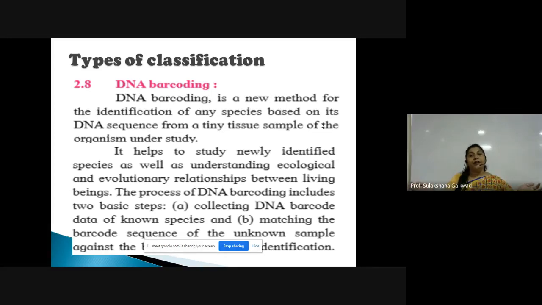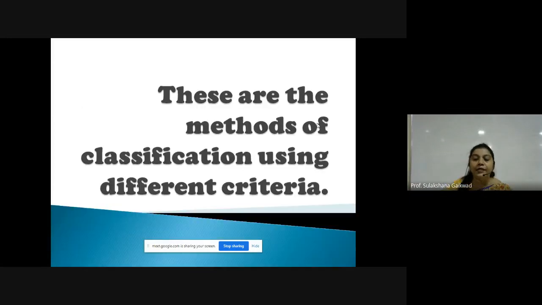We have taken up all the DNA barcodes, kept them together of different species, matched the barcode sequence and known the similarities and dissimilarities. Unknown samples are also kept. What are the changes occurring in them? Identification can be done, and what evolutions can happen we can study with the help of this in the classification. These are all the methods of classification using different criteria.